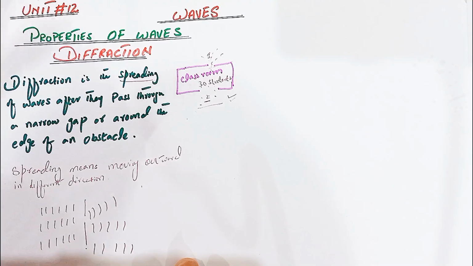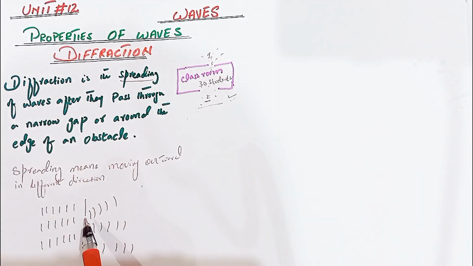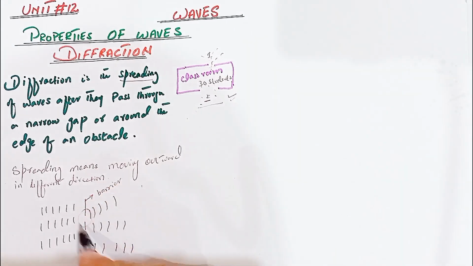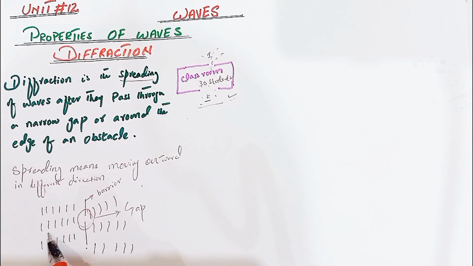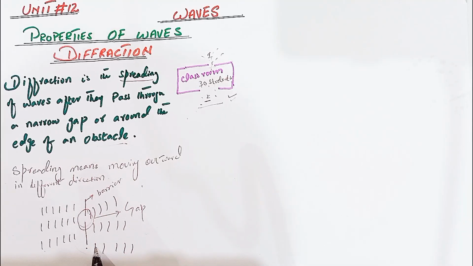Next we discuss the gap. What does gap mean? A gap means an opening between two barriers. This is the barrier, and the opening between these two barriers is known as the gap. When the wave passes through the gap of this barrier, it spreads out after passing through. And what does obstacle mean? An obstacle means anything standing in the path of the wave. That barrier standing in the path of the wave is called the obstacle.